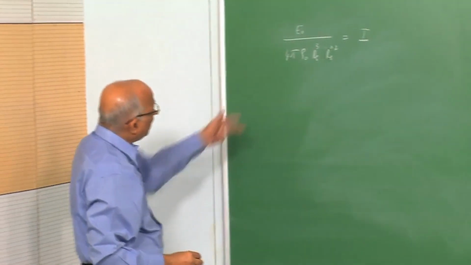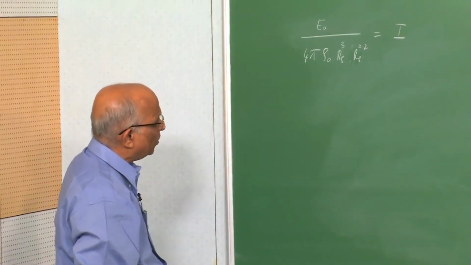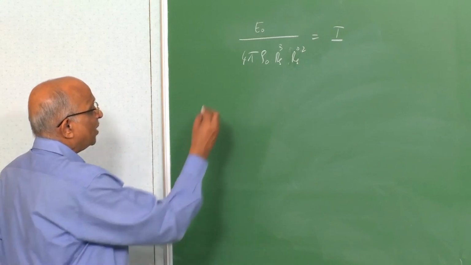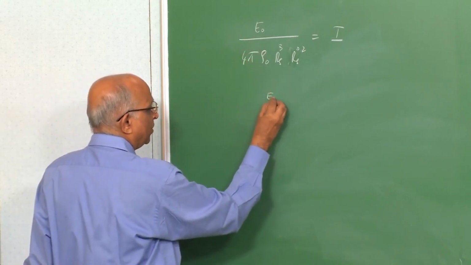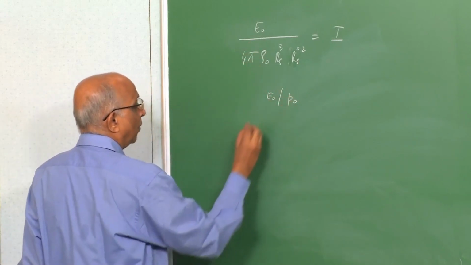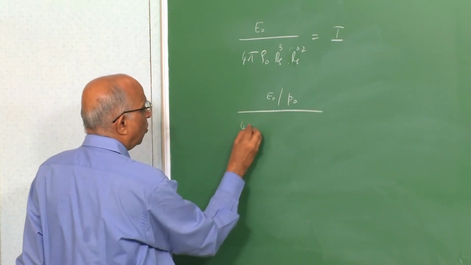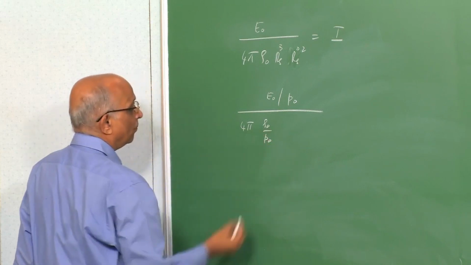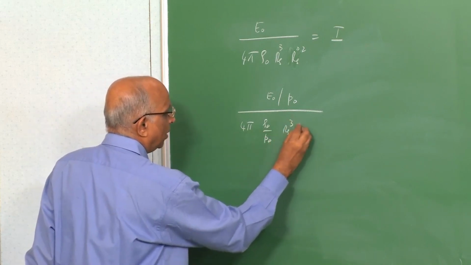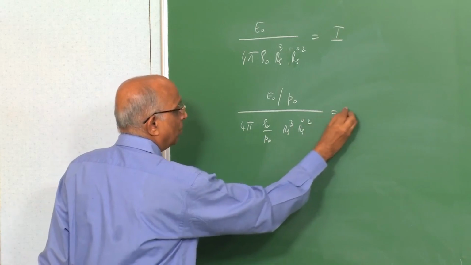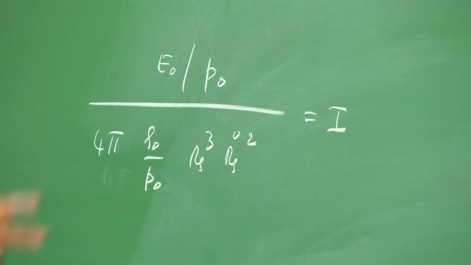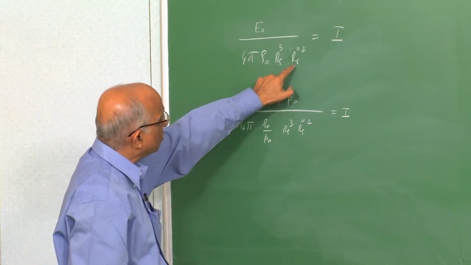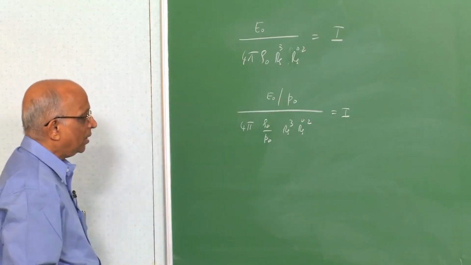Now, I want to slightly transform this equation into something more usable, which will help me to scale different types of blast waves, and let us therefore divide the numerator and denominator by P0, that is E0 by P0 divided by 4 pi rho 0. I also divide the denominator by P0. I get Rs cubed into Rs dot squared is equal to I. I have just copied this equation here, E0 over 4 pi rho 0 Rs cubed Rs dot squared is equal to I.